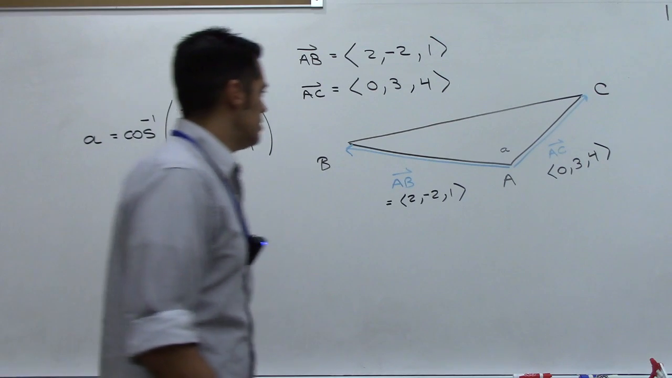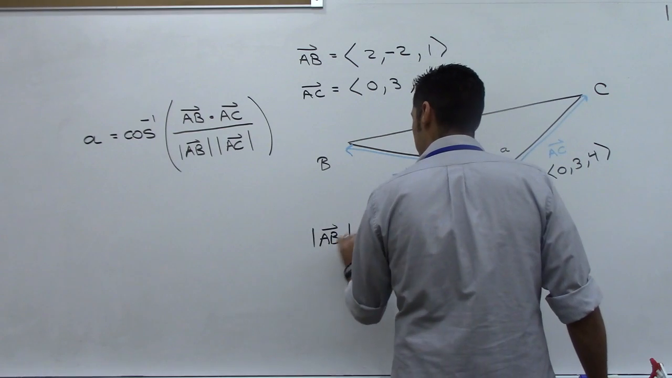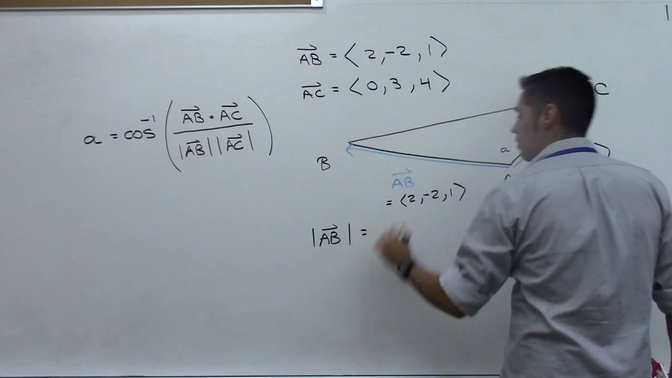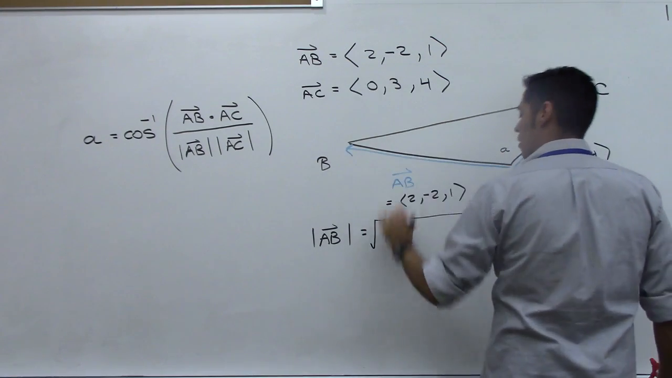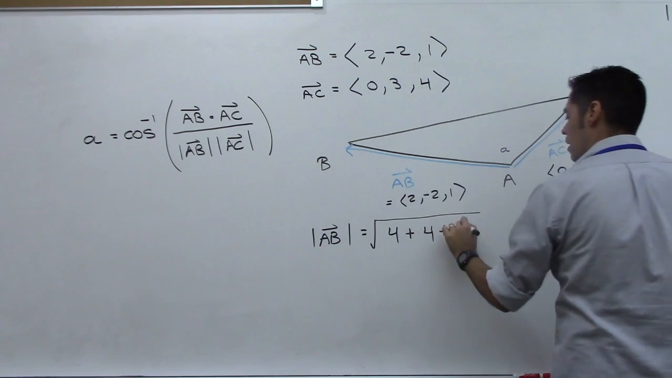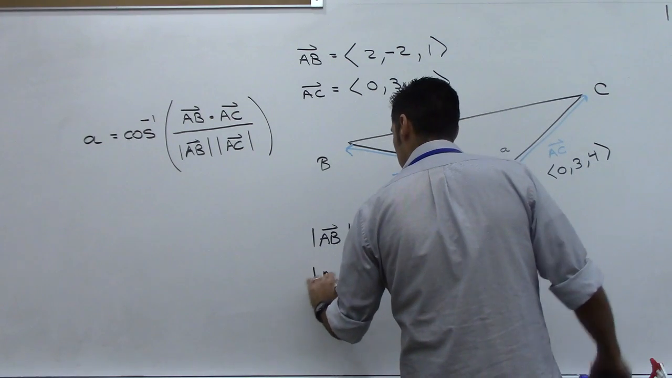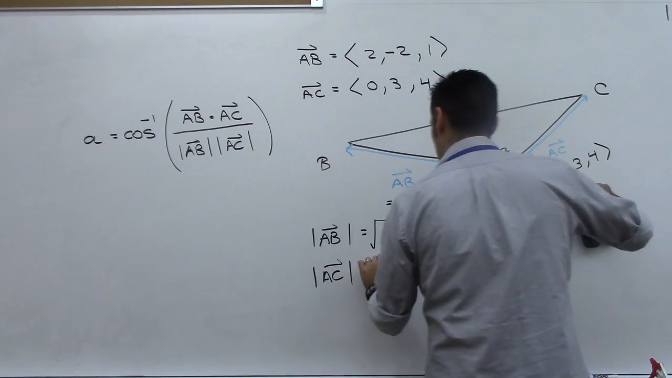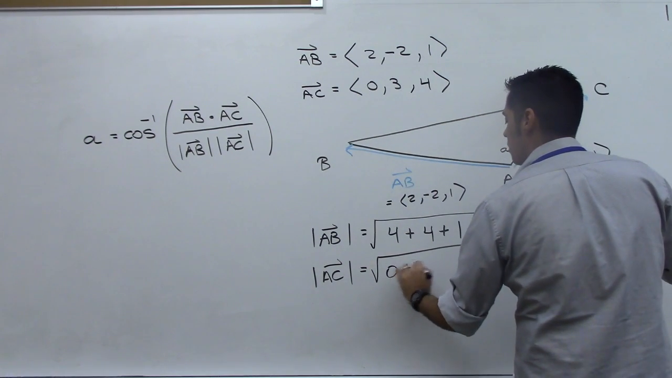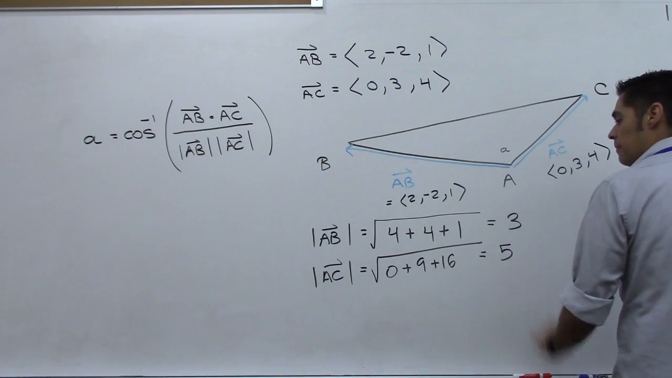So let me get the magnitudes right here. The magnitude AB is going to be these components squared and then square root. So square root of 2 squared is 4 plus negative 2 squared is 4, and then 1 squared is 1. So you get square root of 9, which is 3. And then the magnitude of AC is square root of this squared plus this squared plus this squared. So we have 0 plus 9 plus 16. That's square root of 25, that's 5.